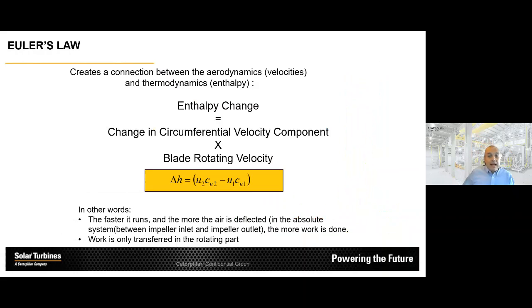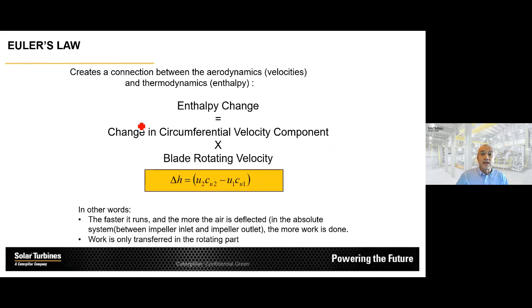And actually, a Swiss scientist in the mid-1700s figured that out. And that is today known as Euler's law, after Leonhard Euler. The important thing of that law is that it creates a relationship between the thermodynamics, the enthalpy changes, and the aerodynamics, which deals with velocities.